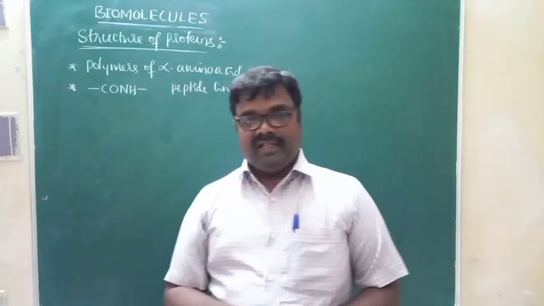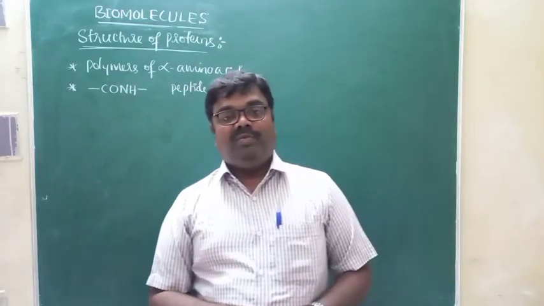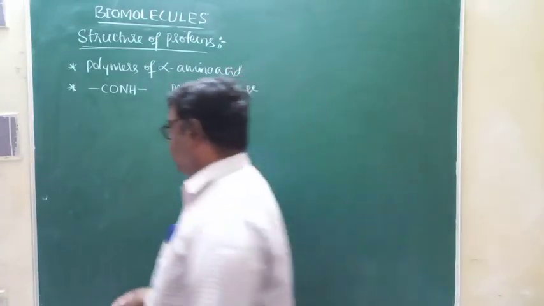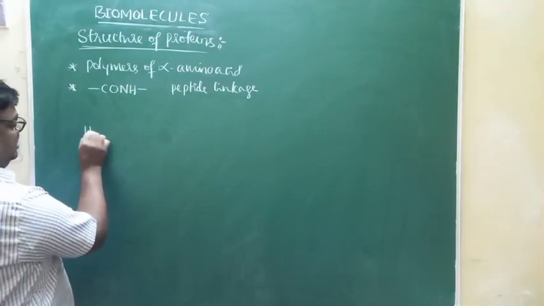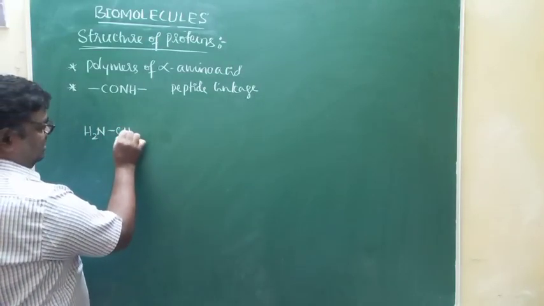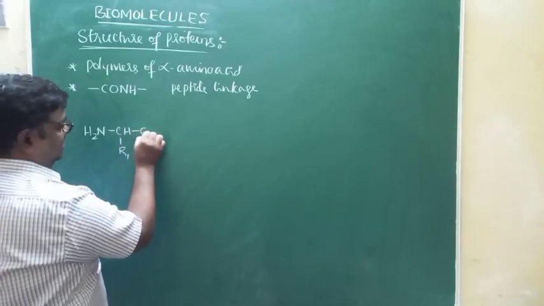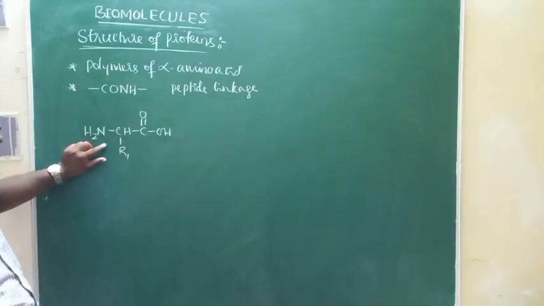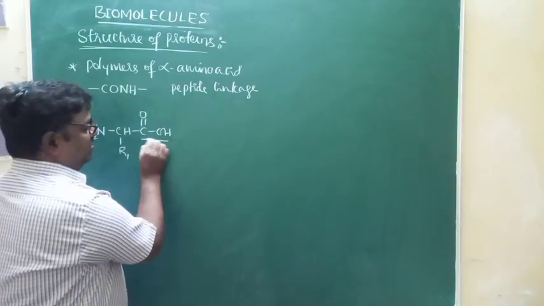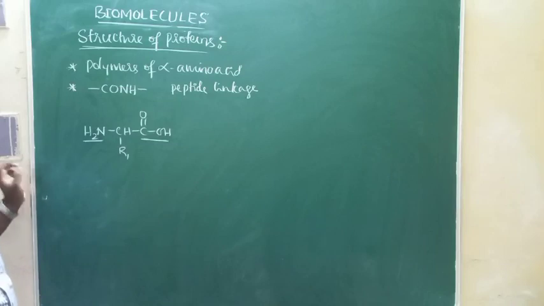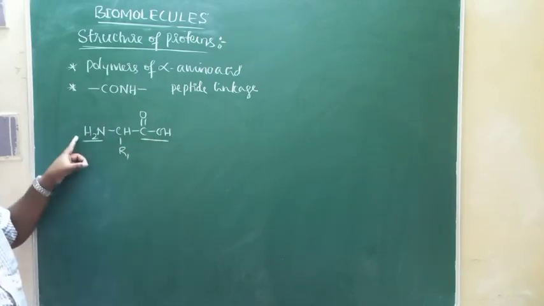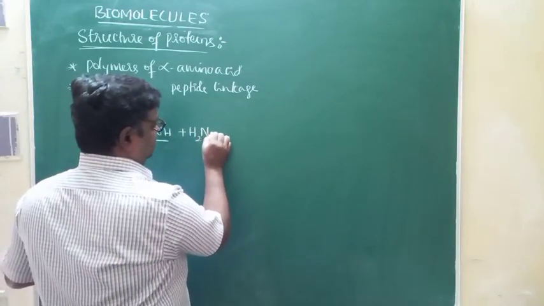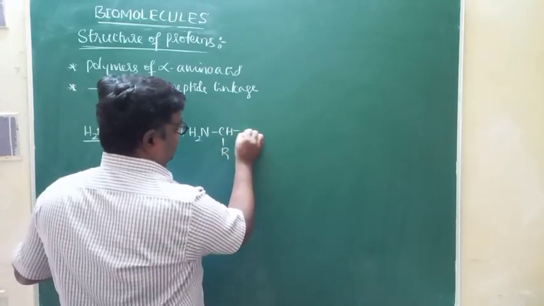This particular amide linkage is formed when the carboxyl group of one amino acid is condensed with the amino group of another amino acid. So, for example, look at this. This is one amino acid, NH2CHR1, and of course C double bond O, OH. This is the general representation of one alpha amino acid. Just observe, here we have a carboxyl group and here it is an amino group, because amino acids are made up of a carboxyl group as well as an amino group. The carboxyl group of one amino acid is condensed with the amino group of another amino acid.